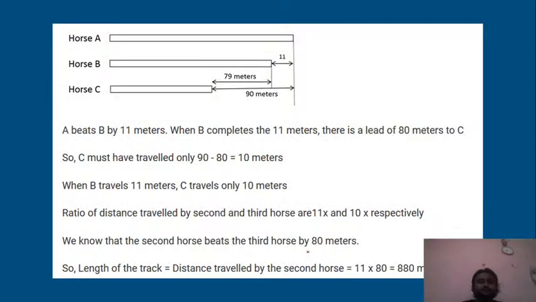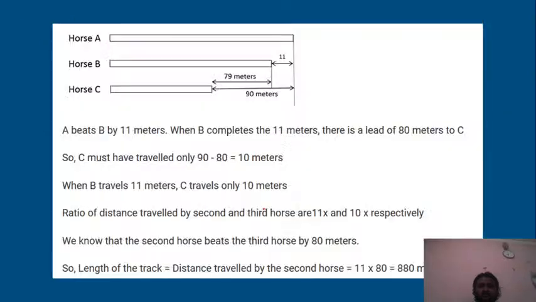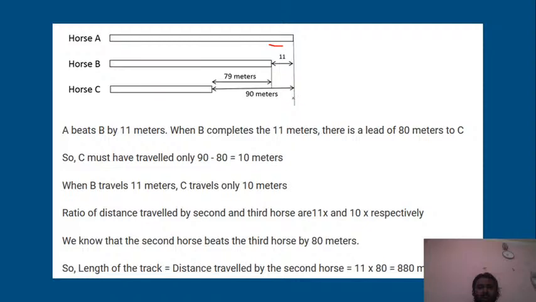Okay guys, look, these kinds of questions are again trick based, that is, the first beats the second by 11 meters. So I am assuming that A beats B by 11 meters, and the third by 90 meters. So if A beats B, that means when A was at the finishing line, B was here, and correspondingly C was here.